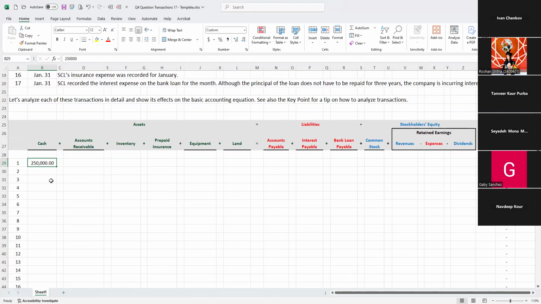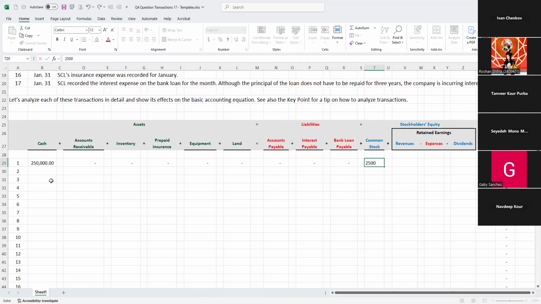Now, did the company get accounts receivable? No. Did the company get inventory? No. Prepaid expense, insurance? No. Equipment? No. Land? Absolutely not. Does the company owe money? Did they borrow it from accounts payable? No. Is this interest payable? No. Is it a bank loan? No. Then what is it? What did the company give? Common stocks.